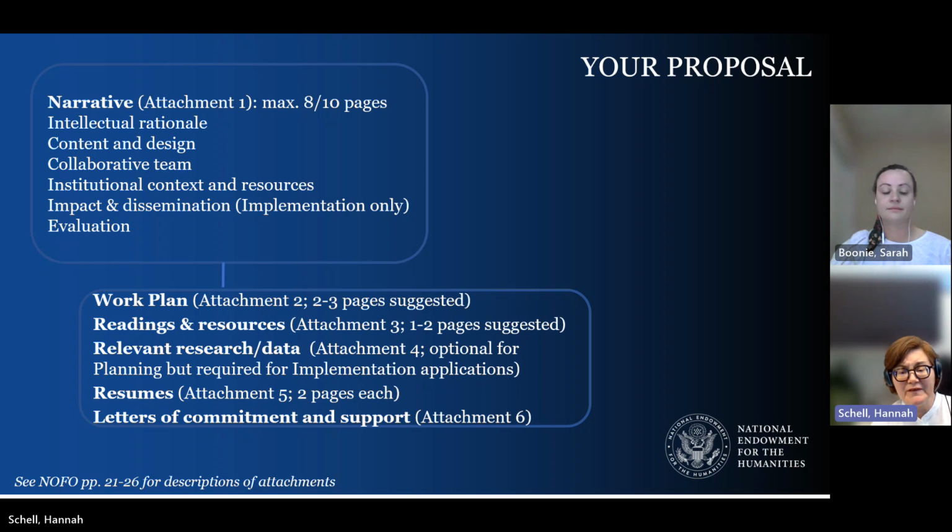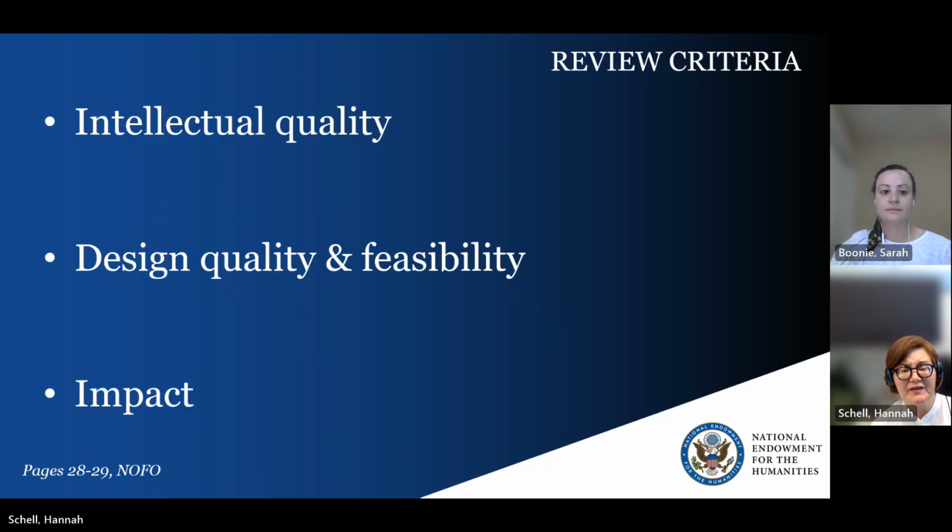I'll say a little bit more about the content of the narrative in a moment, but first let me point out the review criteria. So how can you do your best job of this within your Humanities Connections proposal? Let's take a look at the all-important review criteria, which are spelled out in pages 28 through 29 of the NOFO. You want to keep these at hand throughout your application process.